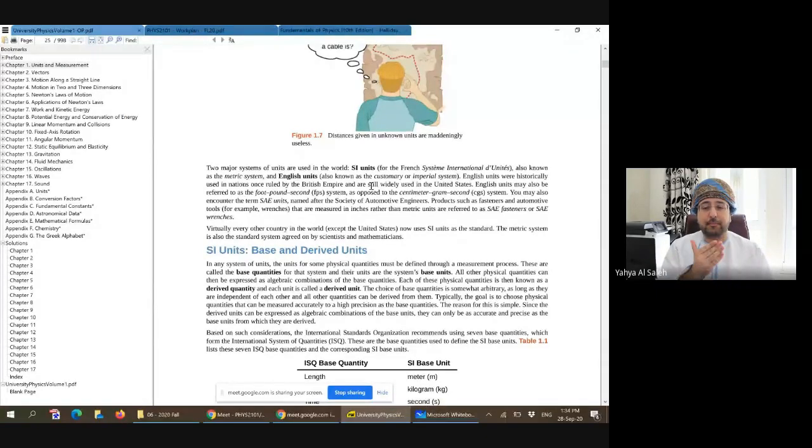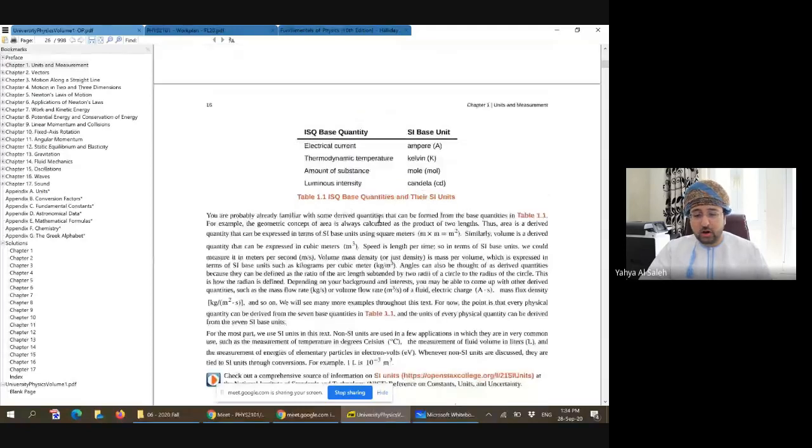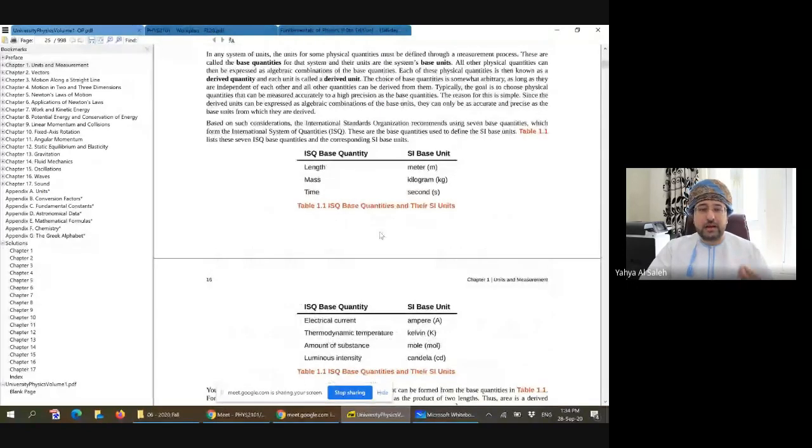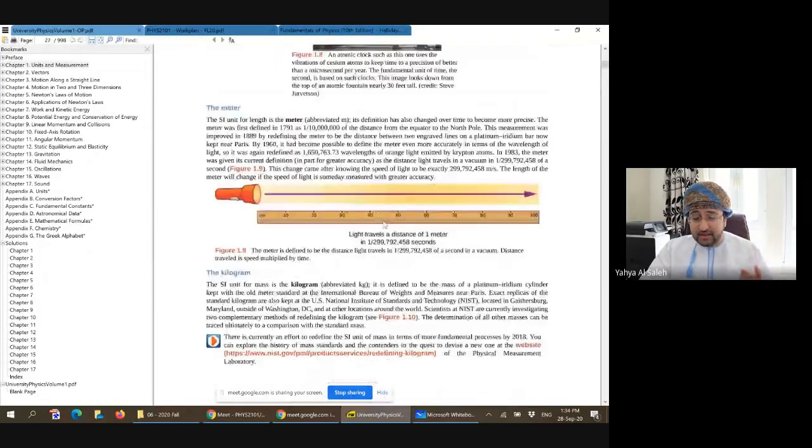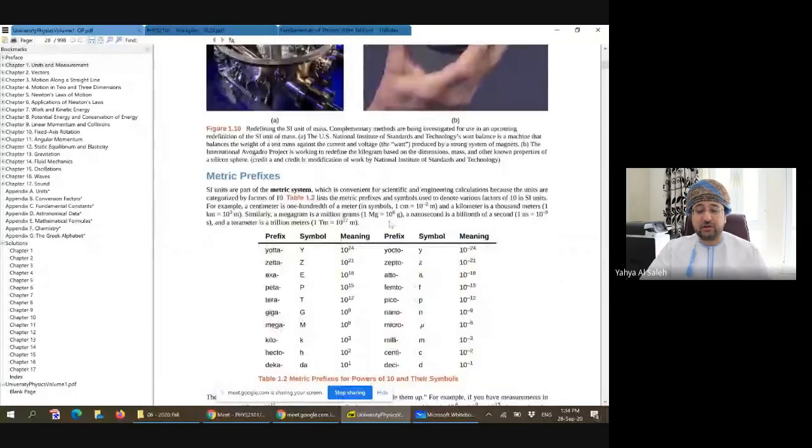standardized measurements. There's a reason why everyone uses meters or centimeters or whatever, because if we use non-standardized measurements, we have a problem. What are these? Meters, kilograms, seconds, centimeters, millimeters, and how to convert between units from big to small, small to big. This is the important part. Everything else is general information.